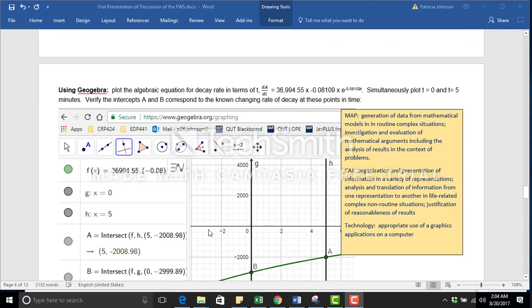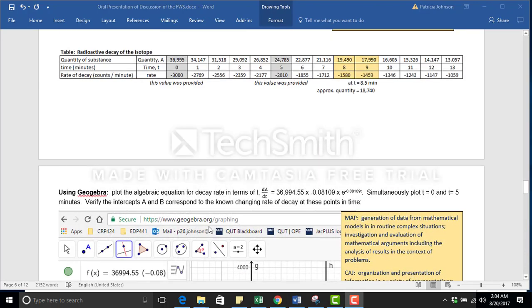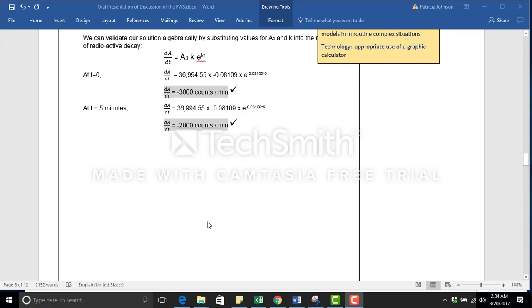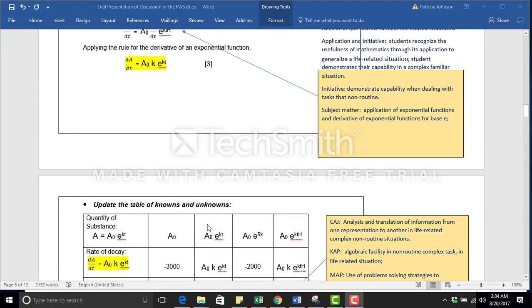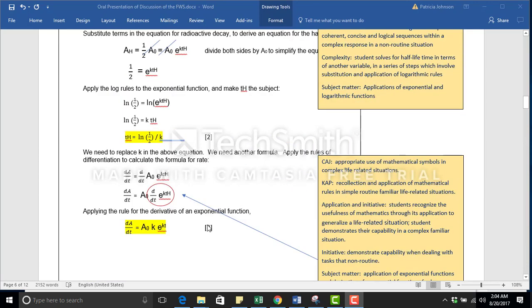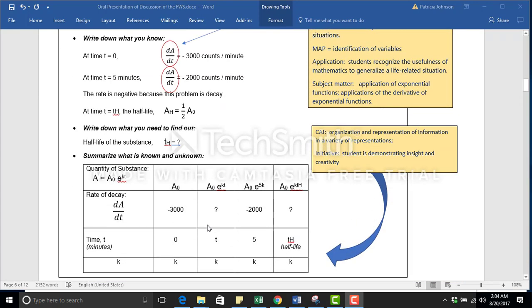So, technology. In terms of the balance course, the students are given two rates of change at two points in time, and they are asked to solve for the half-life of this radioactive isotope. So this is the application portion of the balance course. They must recall the equation for radioactive decay and calculate its derivative, and they must be able to determine and distinguish between known and unknown variables and apply logarithmic rules so they can isolate terms and solve for the unknowns.